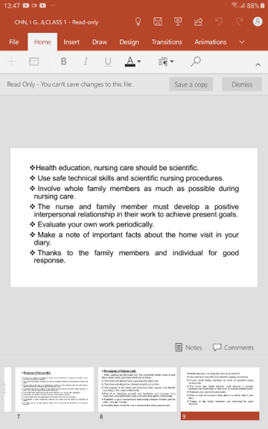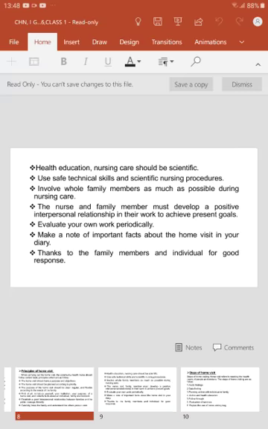Then make a note of important facts about the home visit in your diary. After each and every home visit, or while doing the home visit itself, you should make a record in your diary book. After visiting, you should thank the family members and the individual for the good response. So that's about the principles.